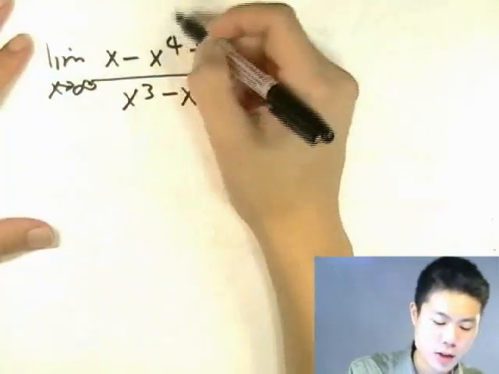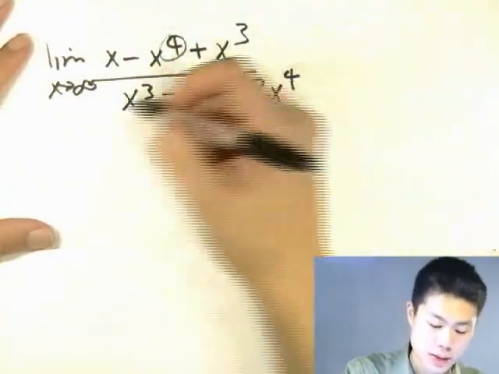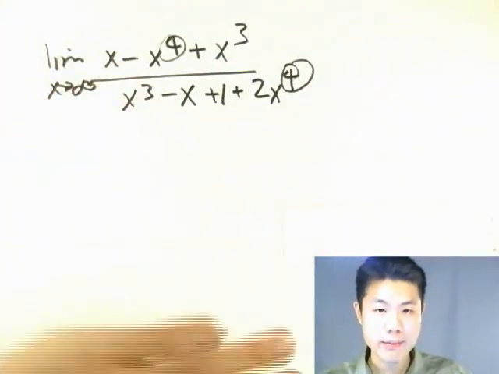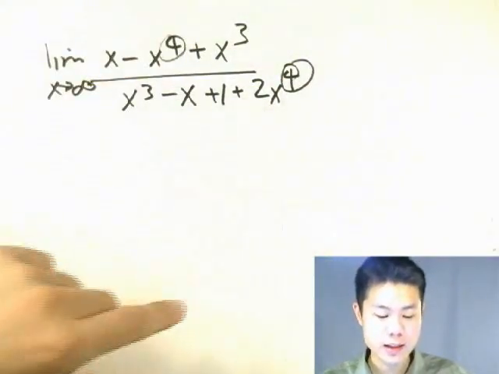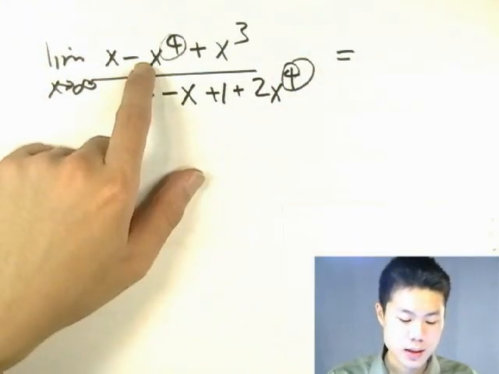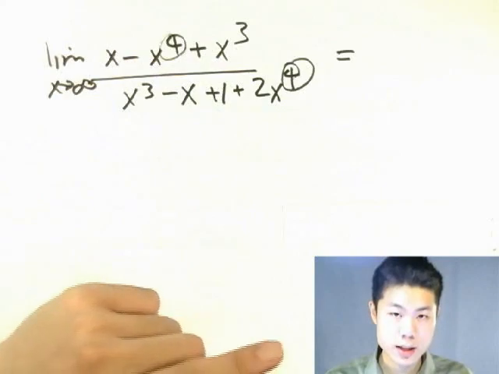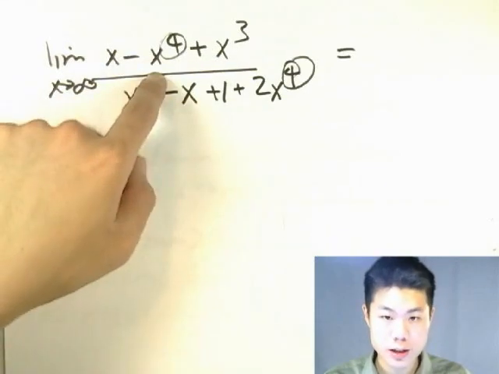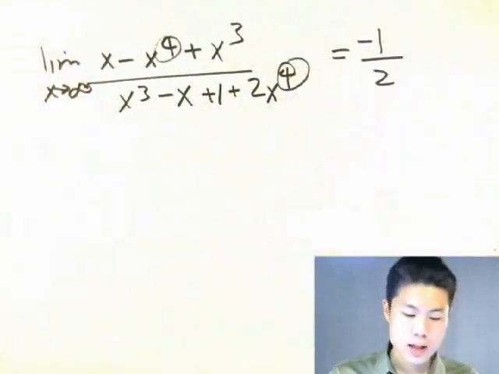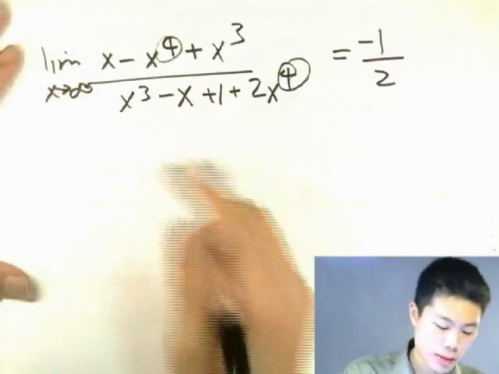So here we see that the largest term is 4. Here we see that the largest term is 4. Since the numerator and the denominator have the same degrees, the answer is going to be the ratio of the leading coefficients. Now, the leading coefficients are the coefficients of the largest term, so this is going to be -1 over 2. And that's your answer.